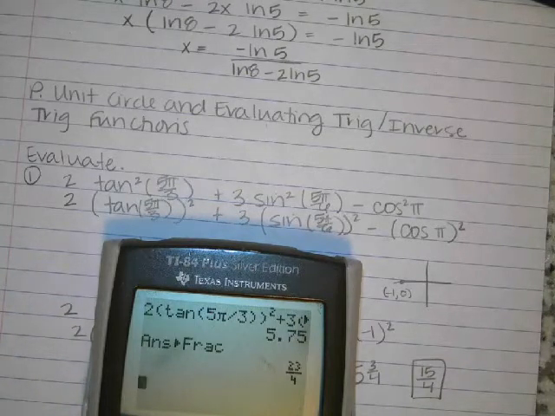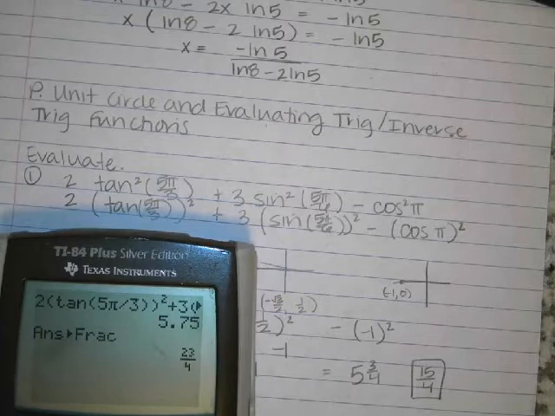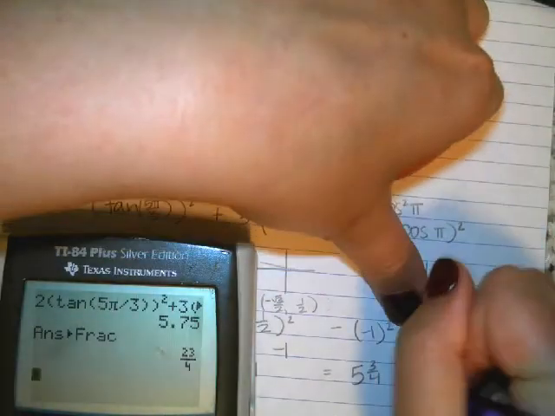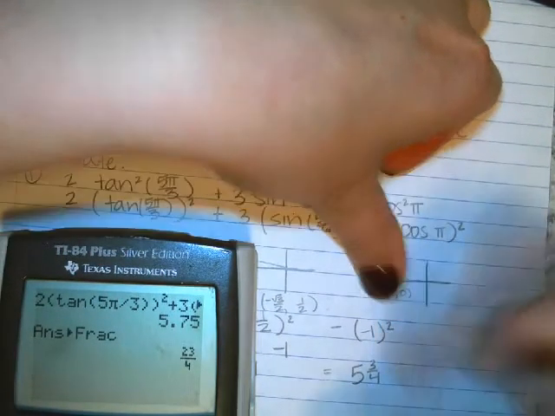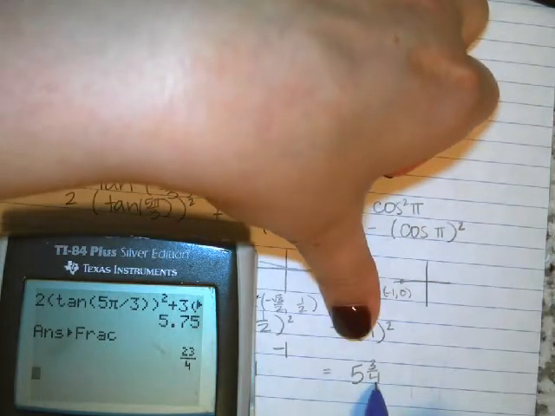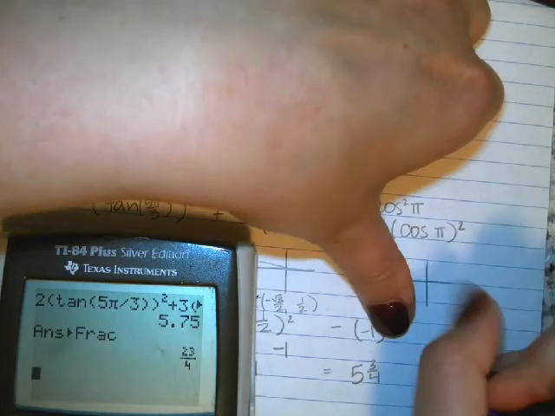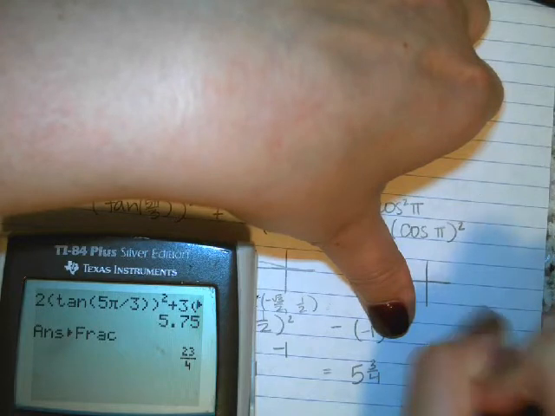So, oh goodness gracious, I did 5 times 3 when I converted it. It should be 5 times 4 is 20. 20 plus 3 is 23/4. Whew.